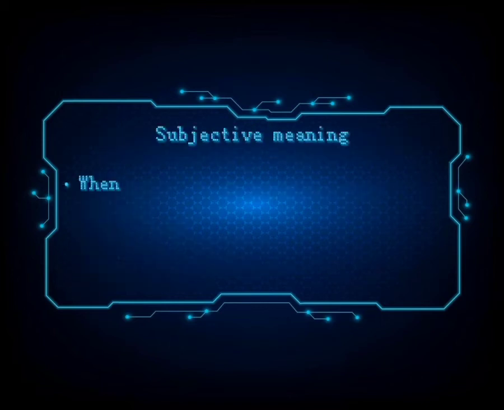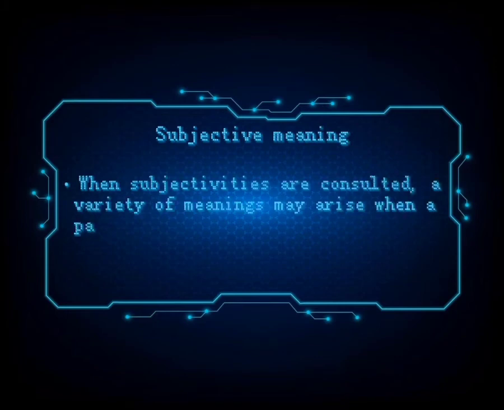And the last but not the least is the subjective meaning. When subjectivities are consulted, a variety of meanings may arise when a particular work of art is read. These meanings stem from the viewers' or audience's circumstances that come into play when engaging with art: what we know, what we learned, what we experience, what values we stand for. Meaning may not be singular, rather multiple and varied.